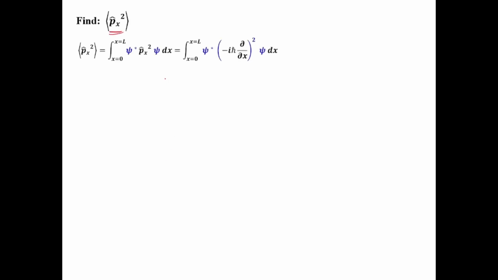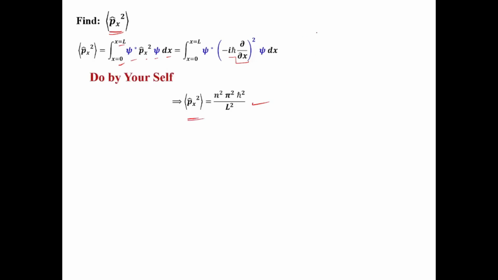For that we have to find px square. Okay, so how do we calculate this one? Same procedure, integration 0 to L psi star px cap square psi dx. The px value is minus i h cross del by del x, square, psi dx, and this value will be this much. Do it by yourself. Here you can easily find this much.